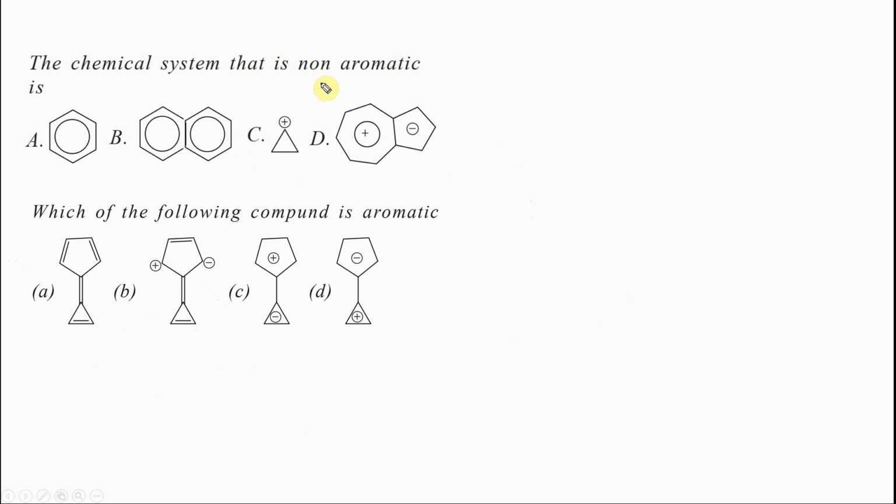The chemical system that is non-aromatic. We know this is aromatic, this is the naphthalene aromatic. Okay, here this one is nothing but, this is aromatic, but this is not aromatic. What is this? Basically, this is 7-membered ring, 5-membered ring. Okay, 7-membered ring la, didn't we see this? Remember?